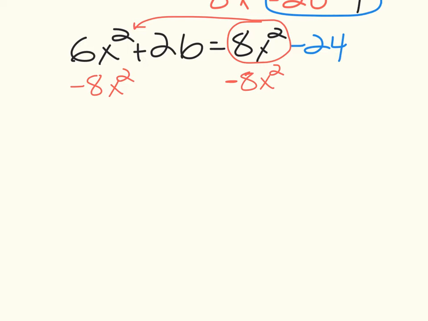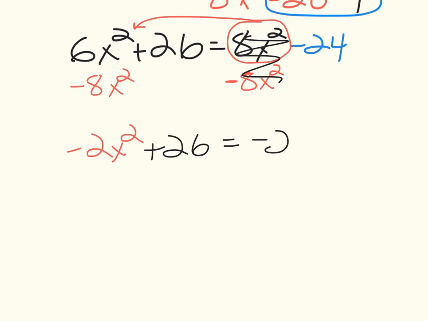6x to the power of 2 minus 8x to the power of 2 gives me negative 2x to the power of 2, and everything else comes on down. Plus 26 equals, that's gone, negative 24. Now I need to start removing things from my x. I've got x here with a power of 2, a times negative 2, and a plus 26.